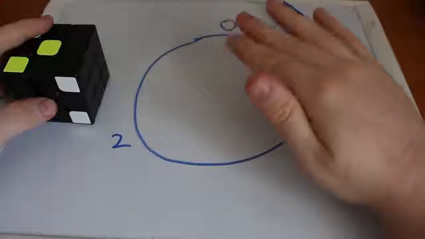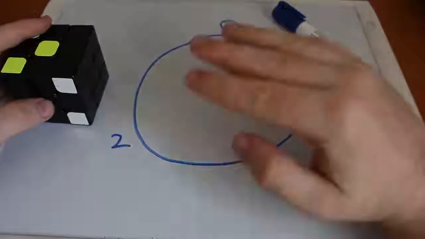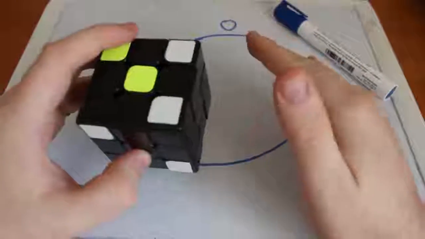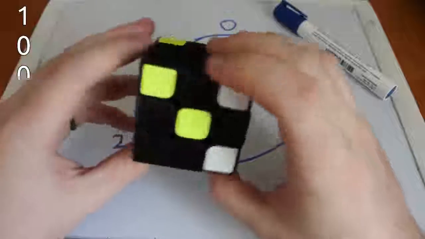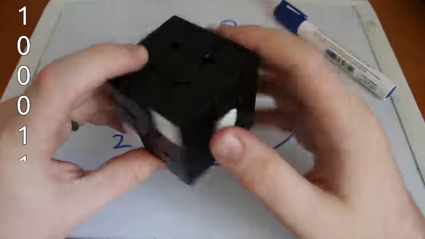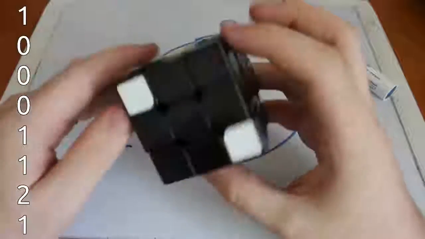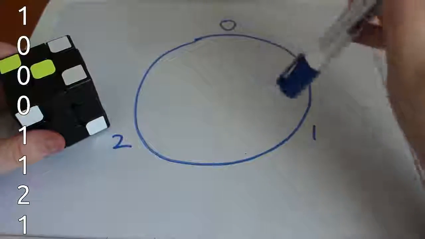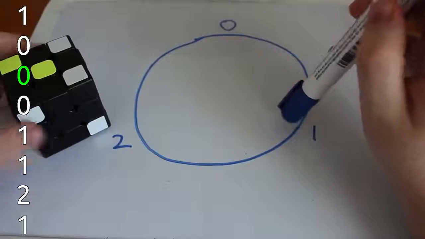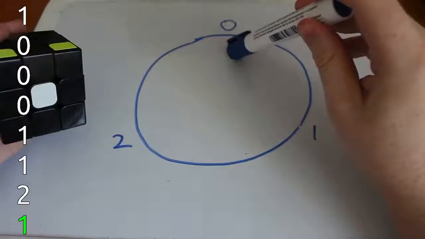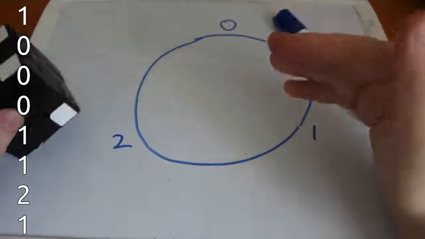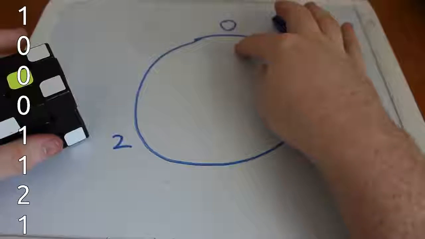This means that turning a face doesn't affect where we end up on the circle. Even if we completely scrambled the cube, it wouldn't matter. For example, this cube has just been completely randomly scrambled, and we have 1, 0, 0, 0, 1, 1, 2, 1. So if we go around the circle, we end up at 0 again. So we now know that all legal moves will end at 0 on the circle.